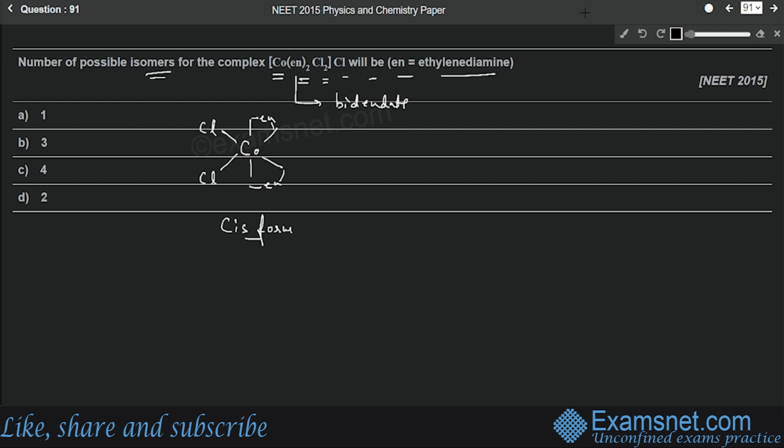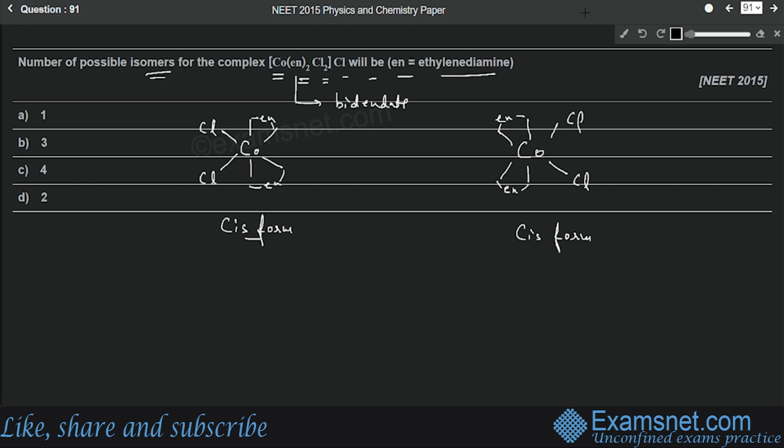Now if we try making the mirror image of this form, then it will look something like this. This is cobalt, 1 2 3 4 5 6. So its mirror image will look something like this: en here, then another en here, and two chlorines this side. So this is another cis form. So two isomers we have got.